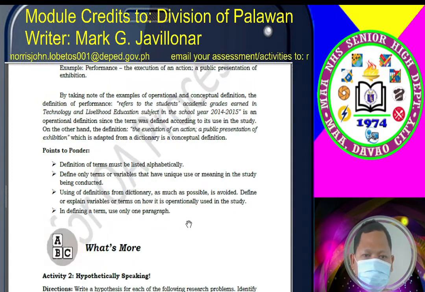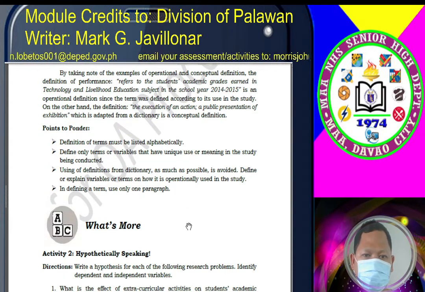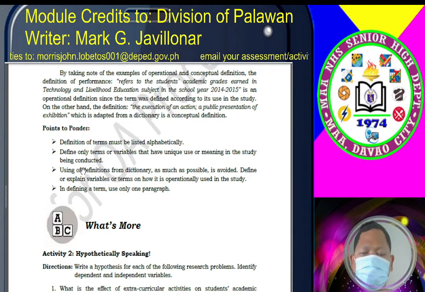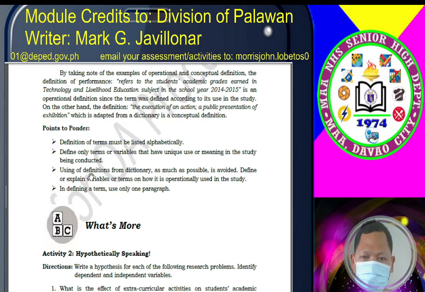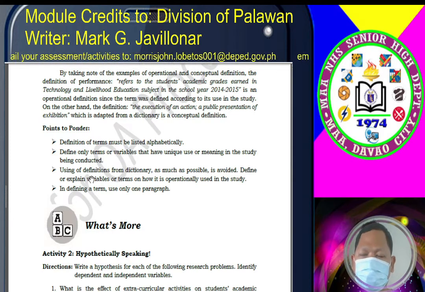Let's have these points to ponder. The definition of terms must be listed alphabetically. Take note of that. Then, define only terms or variables that have unique use or meaning in the study being conducted. In making your definition of terms, you just include the terms that are difficult for your readers to understand, so you need to define them. Terms that are simple to understand should not be included in your definition of terms.